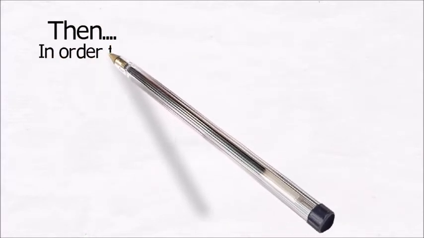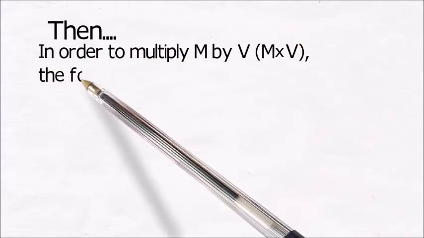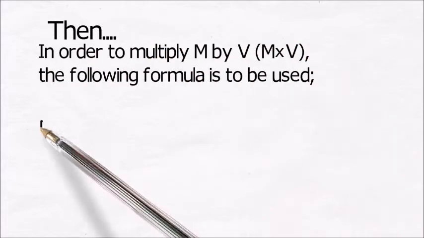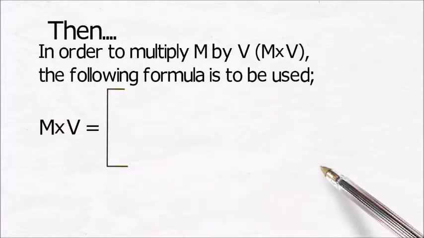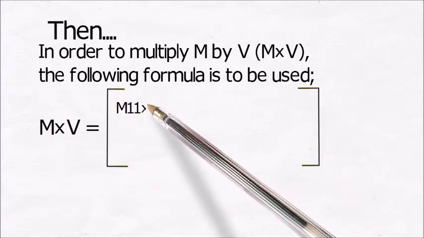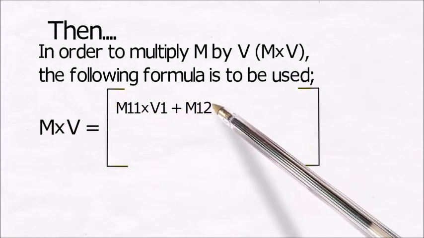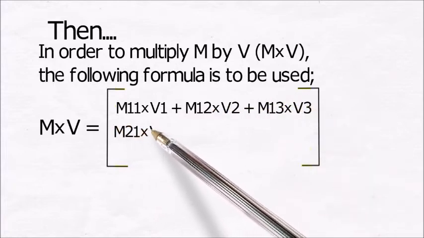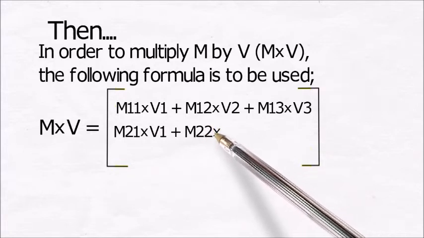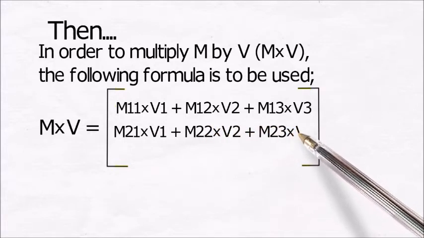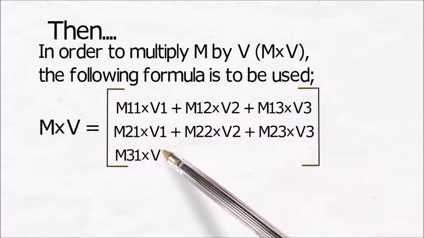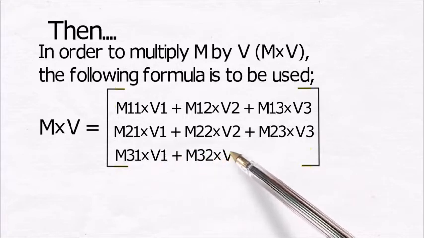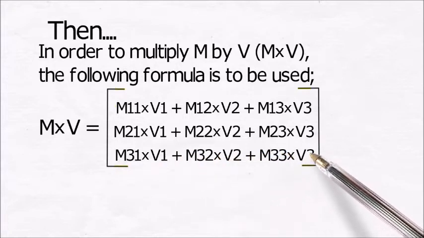Then in order to multiply M by V, the following formula is to be used. M by V equals M11 multiply V1 plus M12 multiply V2 plus M13 multiply V3, M21 multiply V1 plus M22 multiply V2 plus M23 multiply V3, M31 multiply V1 plus M32 multiply V2 plus M33 multiply V3.